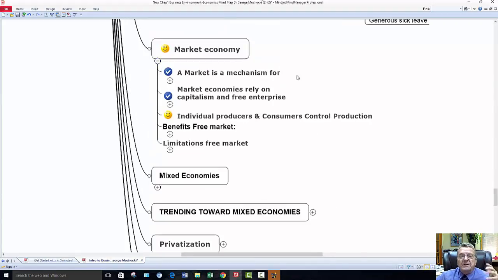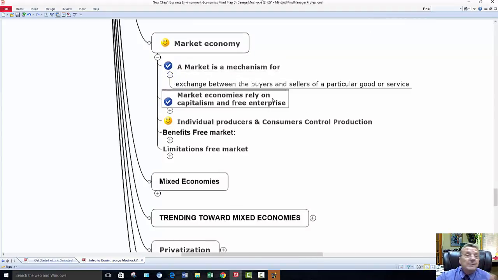What's a market economy? You would call it a capitalistic economy. What's a market? The market is an exchange between buyers and sellers. Think of eBay: you're either a customer or a business. Even if you sell on eBay, you take on the role of a business person. I hate businesses, but I sell on eBay, or I have a garage sale.